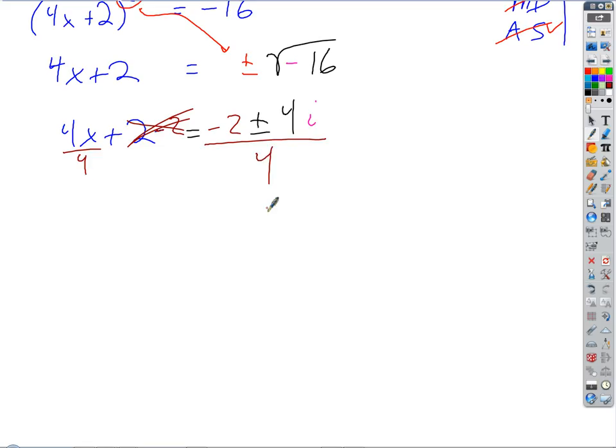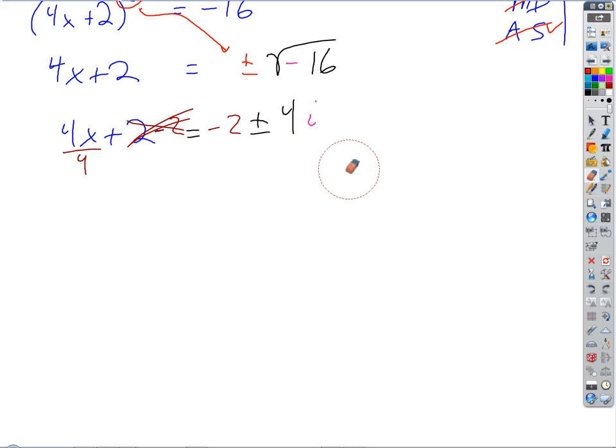If I divide the whole thing by 4, the problem is it's difficult to see how to simplify that because I'm going to have to, in this case, split the fractions up, because 2 over 4 reduces to something different than 4 over 4. So here's what you should do instead. This will make the whole process easier for you.